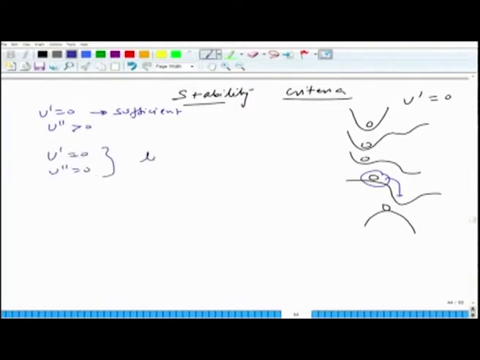So, this is the limit of stability. Again, if you look at these variables, in this one the first derivative is 0 as well as the second derivative is greater than 0. In this case also the first derivative is 0 and the second derivative is also 0. So, this brings a condition that beyond this of course it is going to be unstable, and this is what we are going to use.